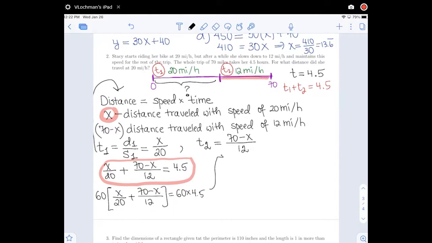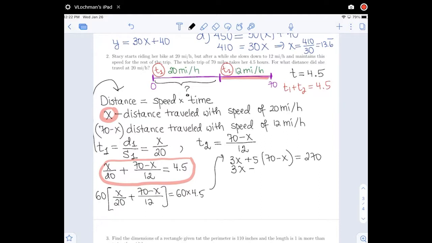Let me put my solutions here. 60 over 20, that will give us 3x, right? 60 over 12, that's 5. So 5 times 70 minus x. And then here, 60 times 4.5. You can use a calculator for this one. You will get 270. Now let's multiply everything through, combine like terms, and then solve for x.